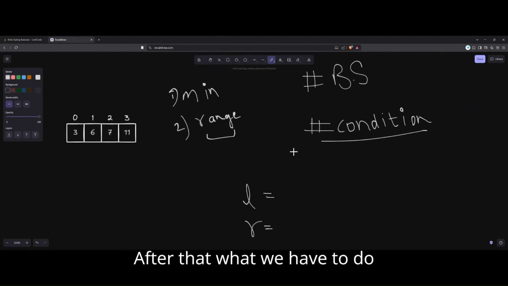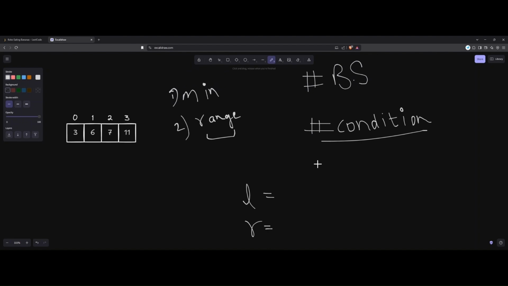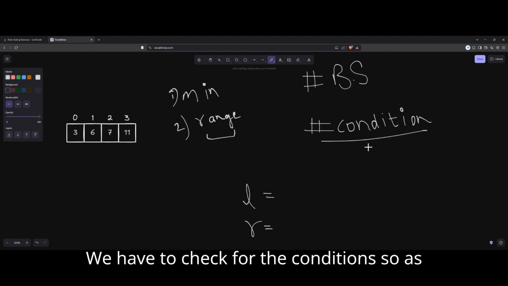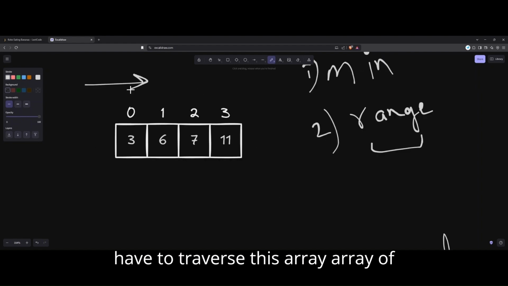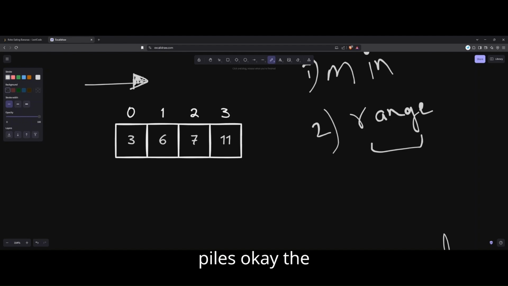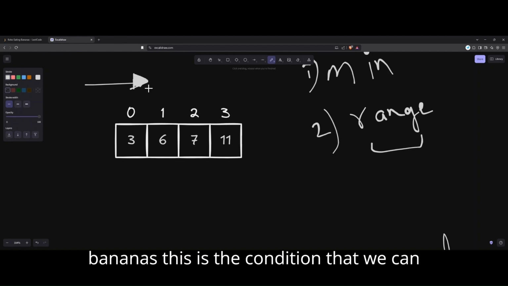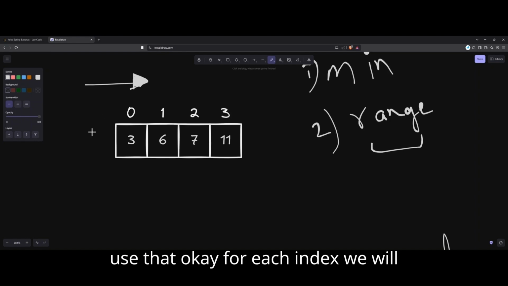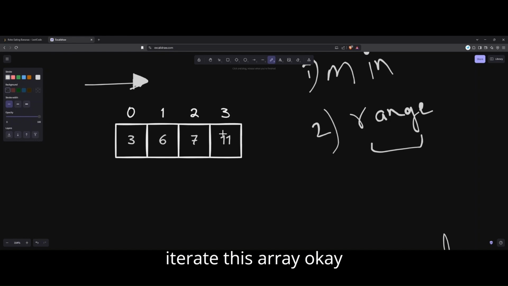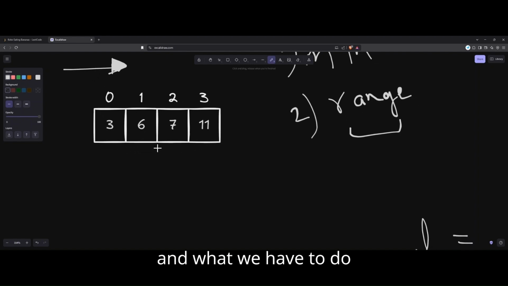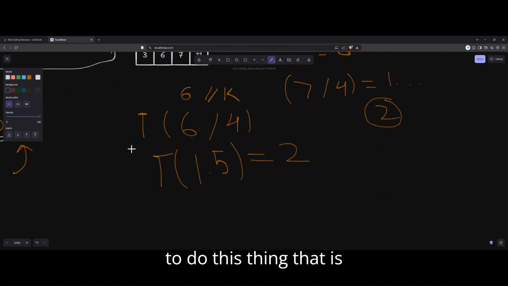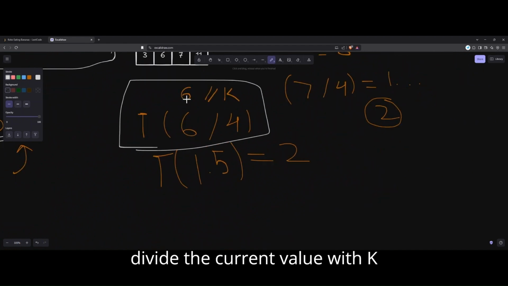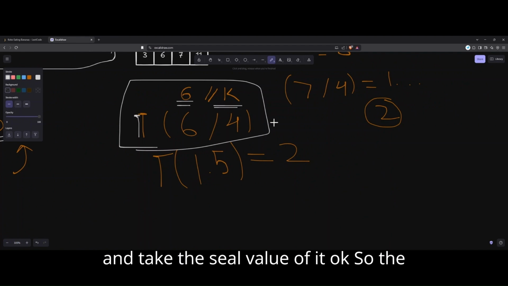After that, we have to check for the condition. As you know, we have to traverse this array of piles of bananas. This is the condition we can use: for each index, we will iterate over this array, and what we have to do is divide the current value by k and take the ceil value of it.